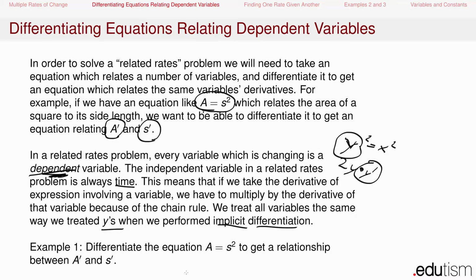So in example 1, we're going to differentiate the equation a equals s squared to get the relationship between a prime and s prime. So we want to take the derivative of a, we get a prime. When we take the derivative of s squared, we have to remember that we're treating the s like a y. So we're going to get 2s, but then we're going to have to multiply by s prime because of the chain rule. So a prime equals 2s times s prime.